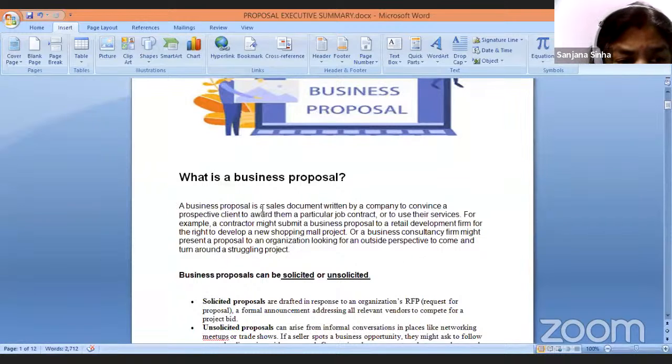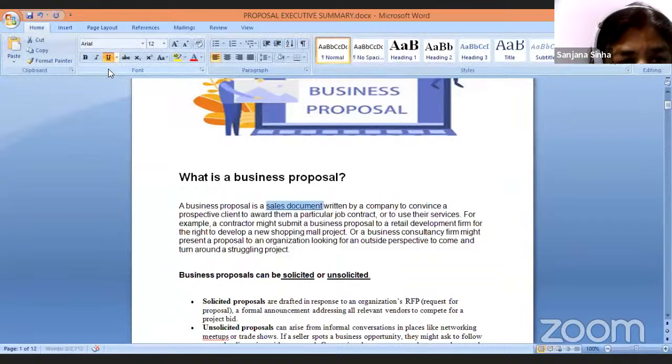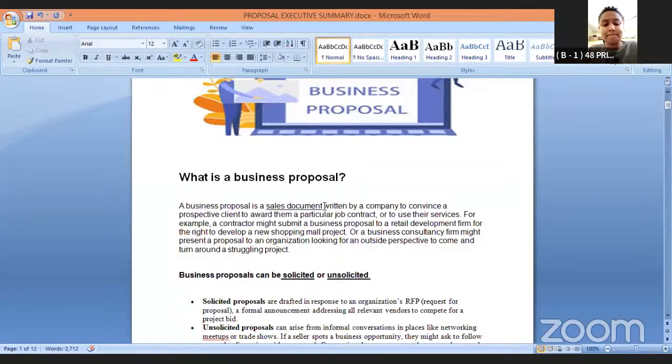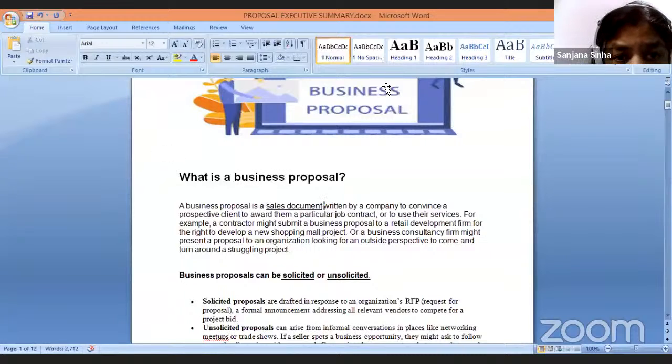So business proposal is a sales document. Why a sales document? Because it is all about, you are writing a business proposal, you are selling your ideas, your skills, your expertise to the company for which you are offering your service, for which you will be getting paid. So business proposal is a sales document.